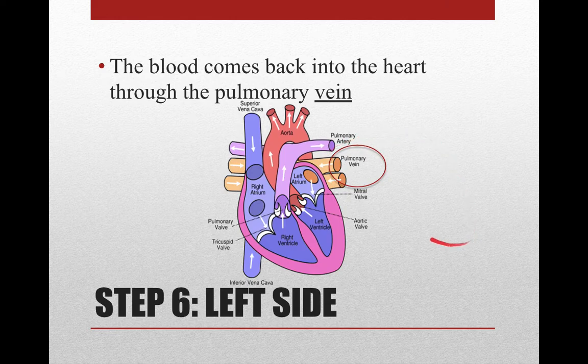Blood comes in from the lungs and goes into the pulmonary vein. Remember, pulmonary means lungs, veins means it comes back into the heart. So now it has oxygenated blood, goes into the pulmonary vein.